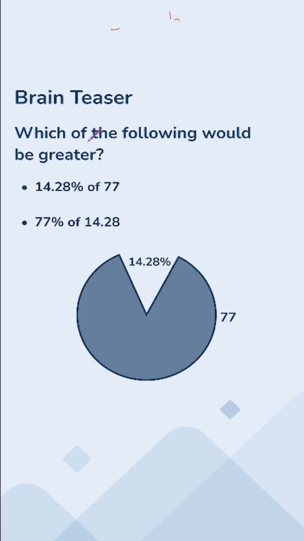Let's start with a brain teaser. Which one of the following would be greater? 14.28% of 77 or 77% of 14.28? Both of these values, if you pay some close attention, are nothing but the same quantities.